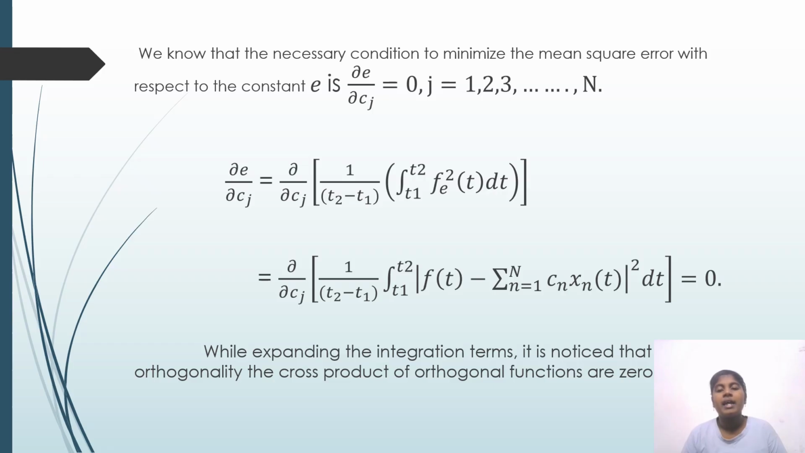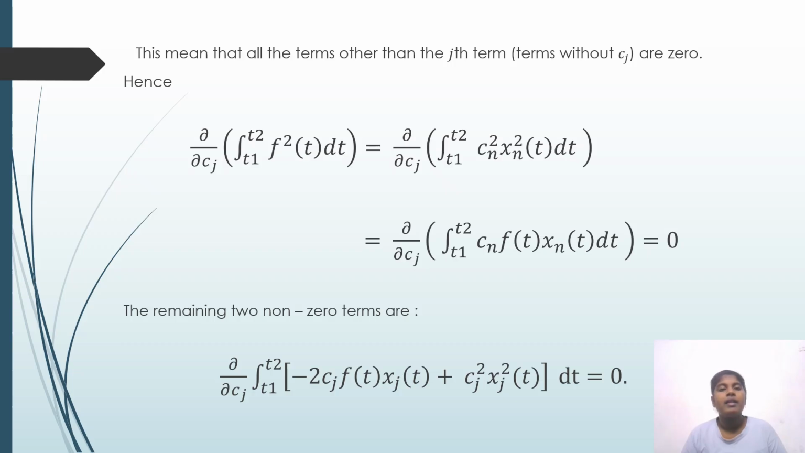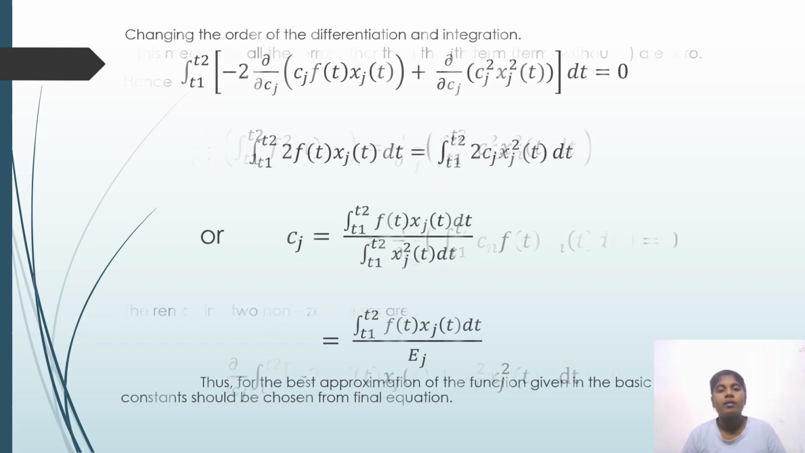While expanding the integration terms, notice that by orthogonality, the cross products of the orthogonal functions are 0. This means that all the terms other than the jth term containing cj are 0. Hence, these are the equations. This equation equals 0. So the remaining two non-zero terms, these two terms, equal 0.